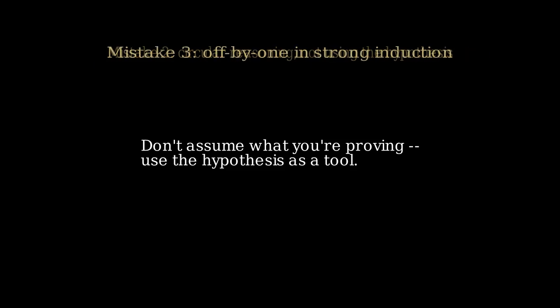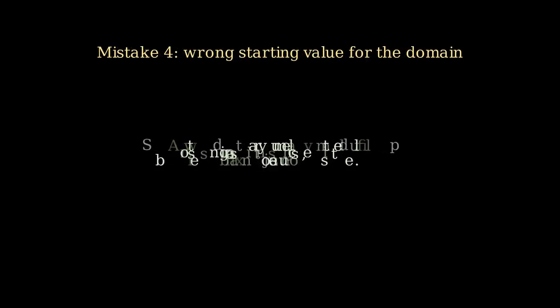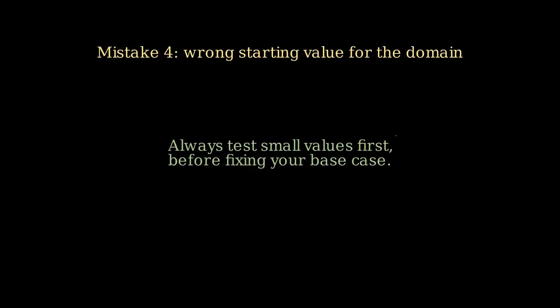Third, off-by-1 errors in strong induction, when a proof needs multiple starting values checked as its base case rather than just one. And fourth, exactly as we saw in worked example C, stating the wrong starting value for an inequality's valid domain. Always test a handful of small values by hand first, before committing to any particular base case in your final write-up.